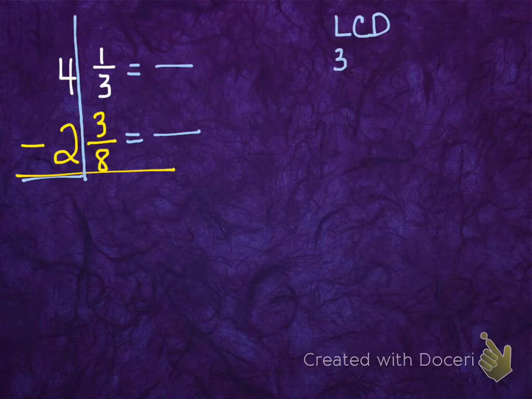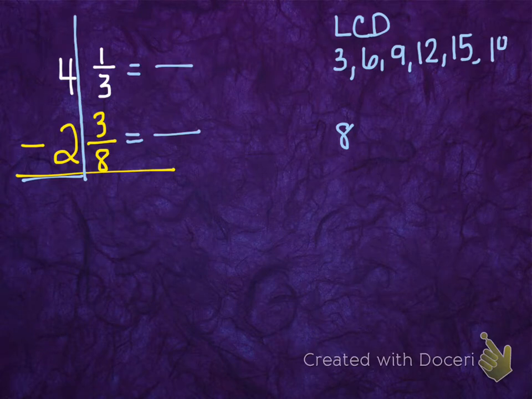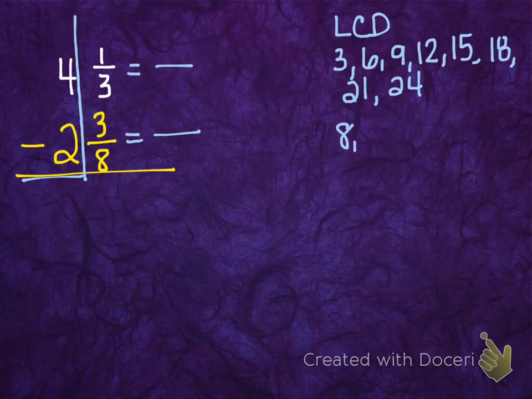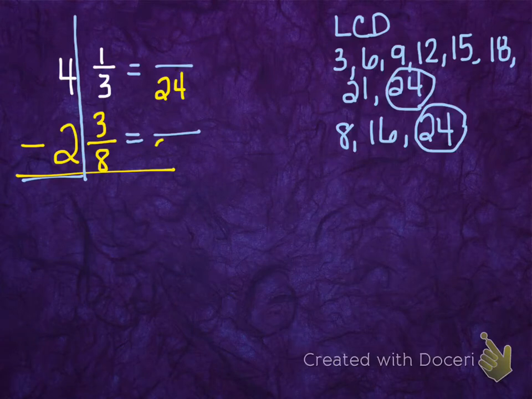So I know that I can write my multiples of 3 and my multiples of 8. So if we start 3, 6, 9, 12, 15, 18, 21, and 24. Now let's do the multiples of 8. 8, 16, and 24. So I can see that the very first number that they have in common is 24. So I'm going to take 24 and write it here.